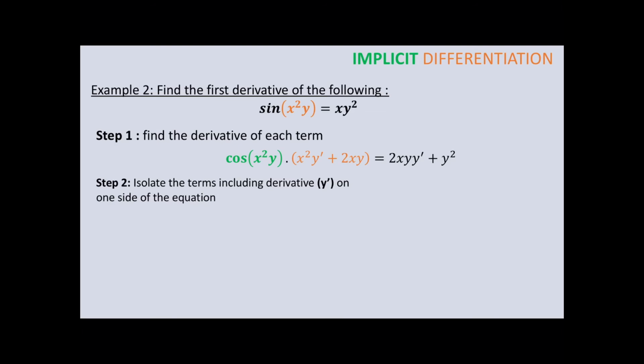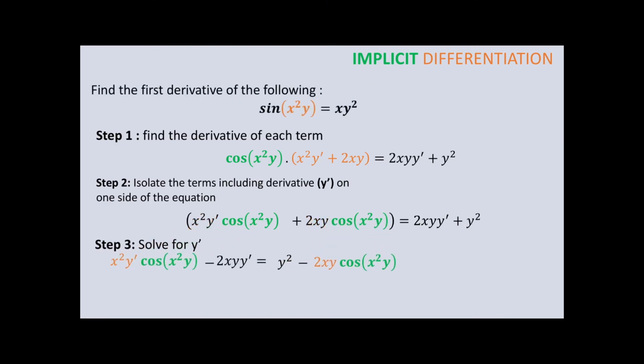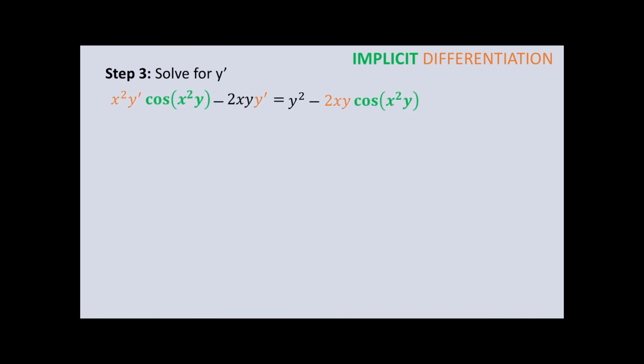Then step number 2, we need to isolate the terms including the derivative y prime on one side of the equation. We have to do multiplication first. We have to multiply this green term, cosine of x squared y, by this orange bracket. So it will be x squared y prime cosine x squared y plus 2xy cosine x squared y equals 2xy y prime plus y squared. Then we need to solve for y prime on one side of the equation. As you can see, we have the two terms including y prime on the left hand side, and this will make it easy to take y prime out as a common factor from these two terms. So I have y prime times x squared cosine x squared y minus 2xy equals y squared minus 2xy cosine x squared y.